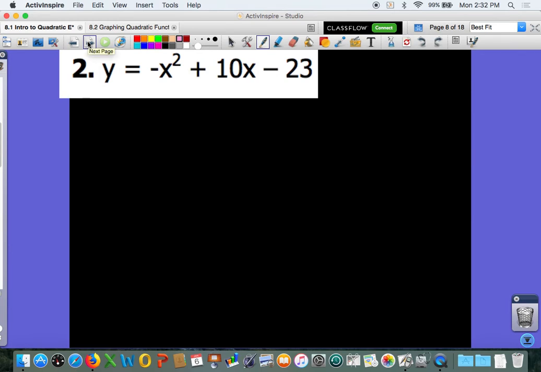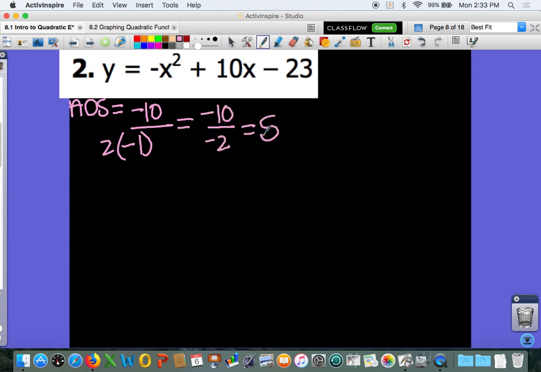All right, on number 2, it's the same situation. So you find the axis of symmetry by using the formula. So it would be negative 10 over negative 1 times 2. So that would give you negative 10 over negative 2, which would give you a positive 5. So you'd write that as x is equal to 5.